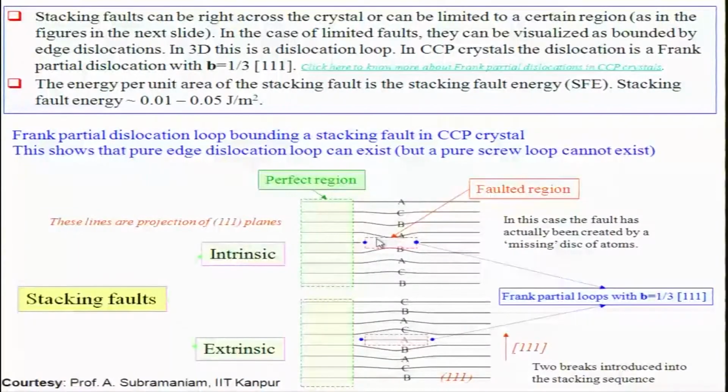This faulted region is basically a loop with partial dislocations. So stacking fault is again a surface defect. It has energy of the order of 0.1 to 0.5 joules per meter square, depending upon the type of material.